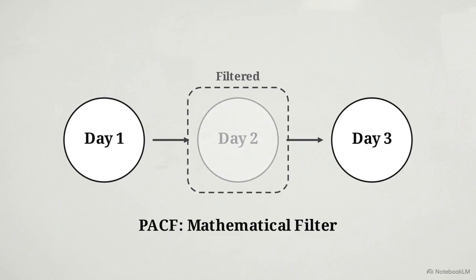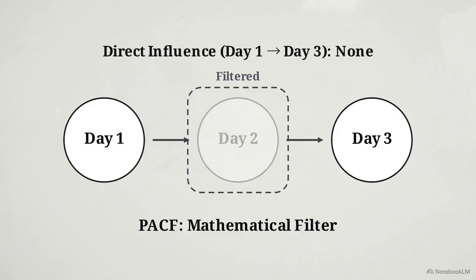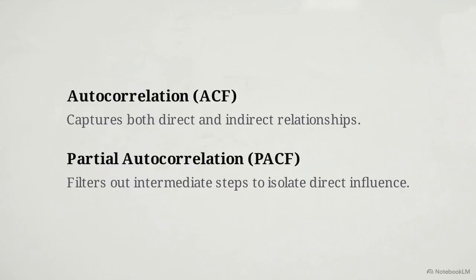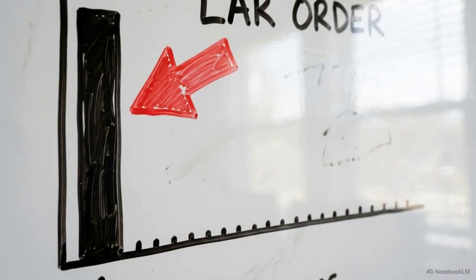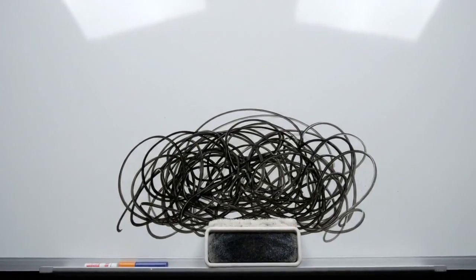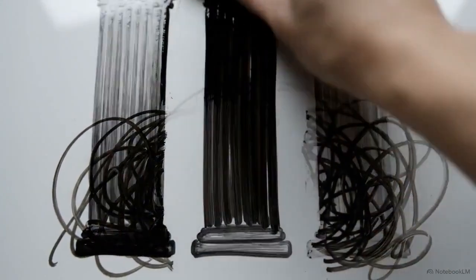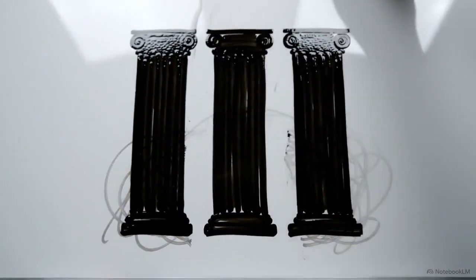The partial autocorrelation function solves this. The PACF acts as a mathematical filter. It strips away the intermediate steps, in this case the effects of day 2, and isolates only the true direct influence of day 1 on day 3. By finding this specific lag where the PACF plot cuts off sharply, we determine the exact autoregressive, or AR, order for our forecasting model. If the ACF shows the entire tangled web of history, the PACF cuts out everything except the direct structural pillars of the data's memory.